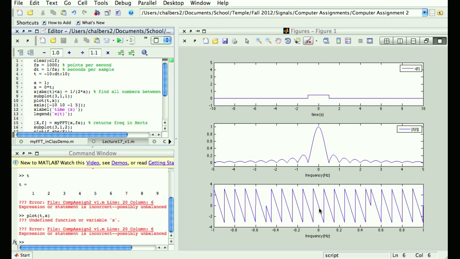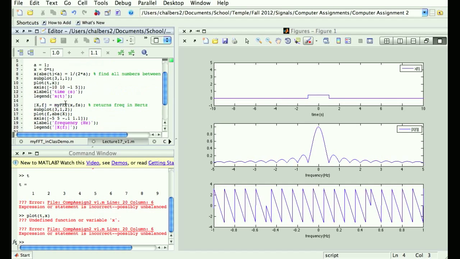Direct your attention to that line where I create my time. You see t equals minus 10 to 10? That's how I got the x-axis where I plotted my signal. That's fine, that's how I made my plot. But now look at the FFT command. All I pass to it is x.